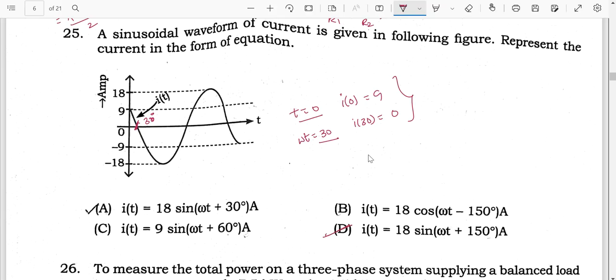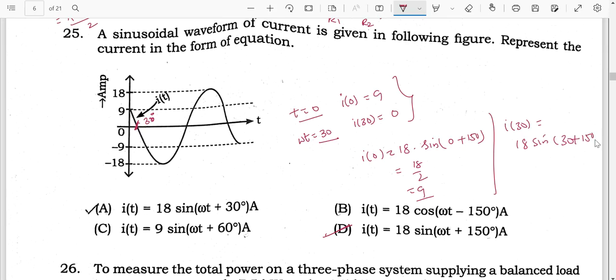If you want, you can cross check here. I of 0 is equal to 18 into sine of (0 plus 150). Sine 150 is nothing but sine 30, and sine 30 gives 18 by 2, so it is going to be 9. At the same time, I of 30 is equal to 18 into sine of (30 plus 150), which is sine 180, which means 0. So the answer is D here.